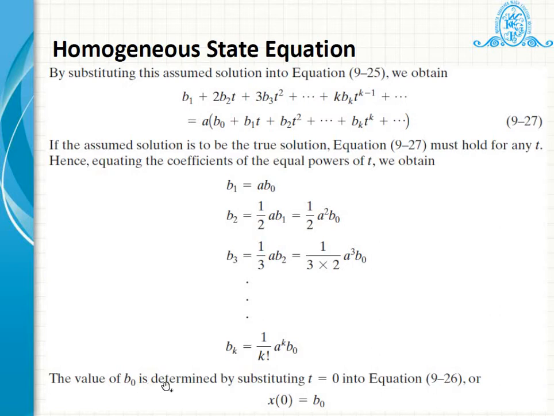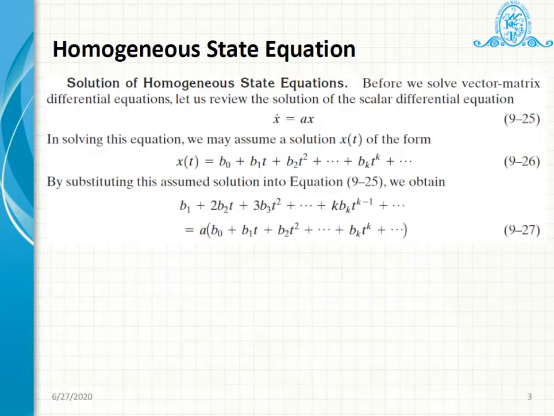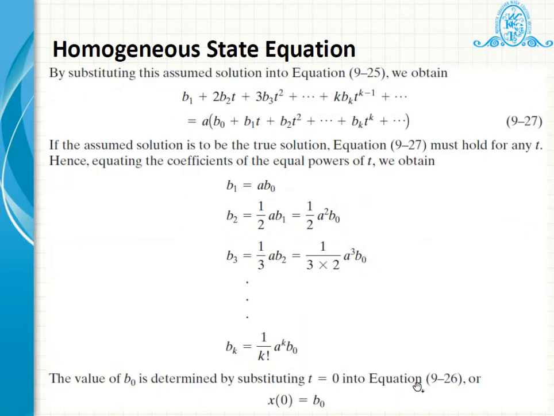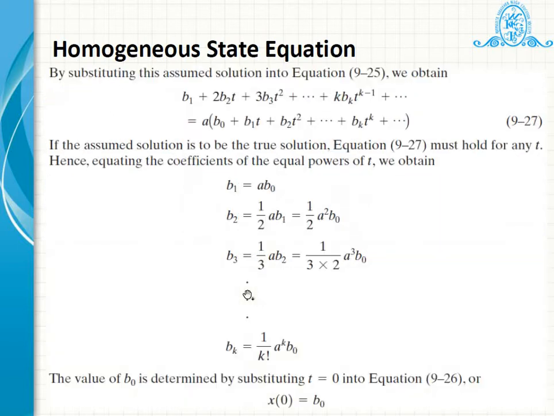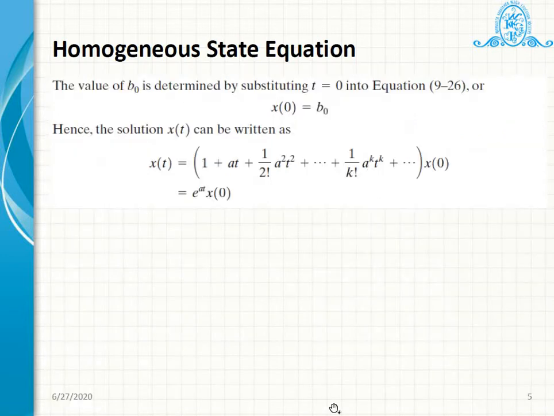Now the value of b0 is determined by substituting t is equal to 0. By substituting the initial condition, we can calculate the value of b0. If we substitute t is equal to 0 in equation 9.26, x of 0 is equal to b0. So the value of b0 is determined by substituting t is equal to 0 in equation 9.26, giving x of 0 is equal to b0.